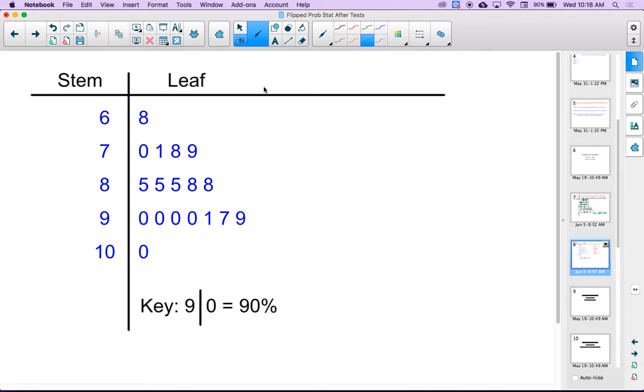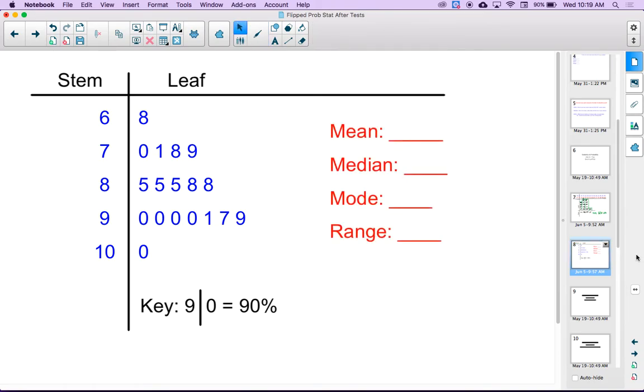I have one more thing to show you. We've got our stem and leaf plot here, another example for you. Here's a different key for us. This key tells us how to read the numbers in the chart. 9|0 equals 90%. So maybe these are test scores or quiz scores. So to read these numbers, remember we have a 6 and an 8. That would be a 68. A 10 and a 0. That would be 100. 8|8 would be 88. So that's how to pull those numbers out of the chart.